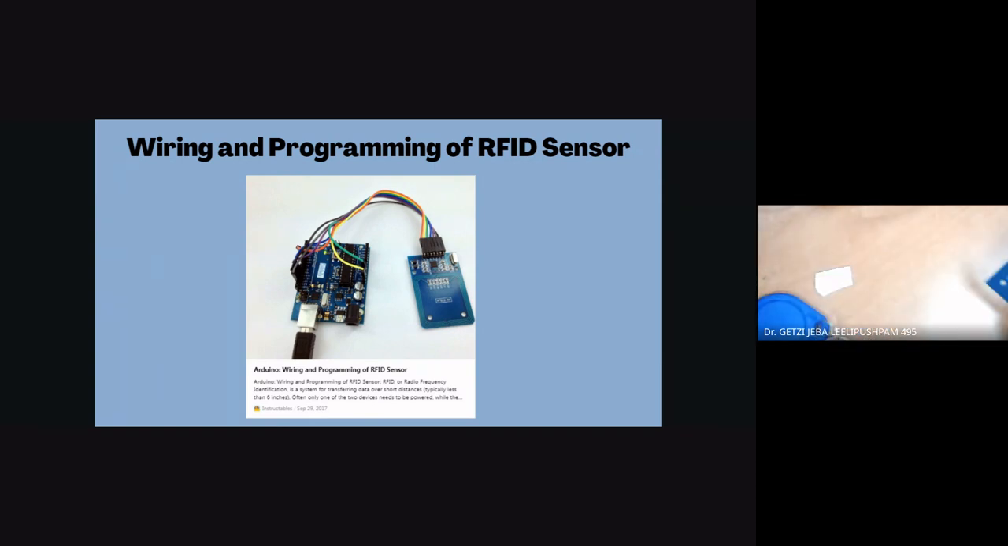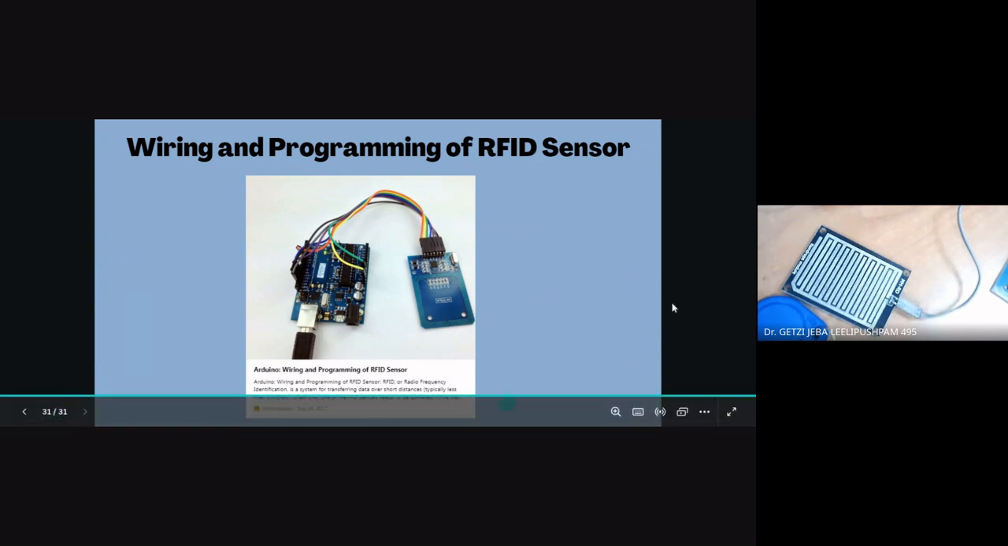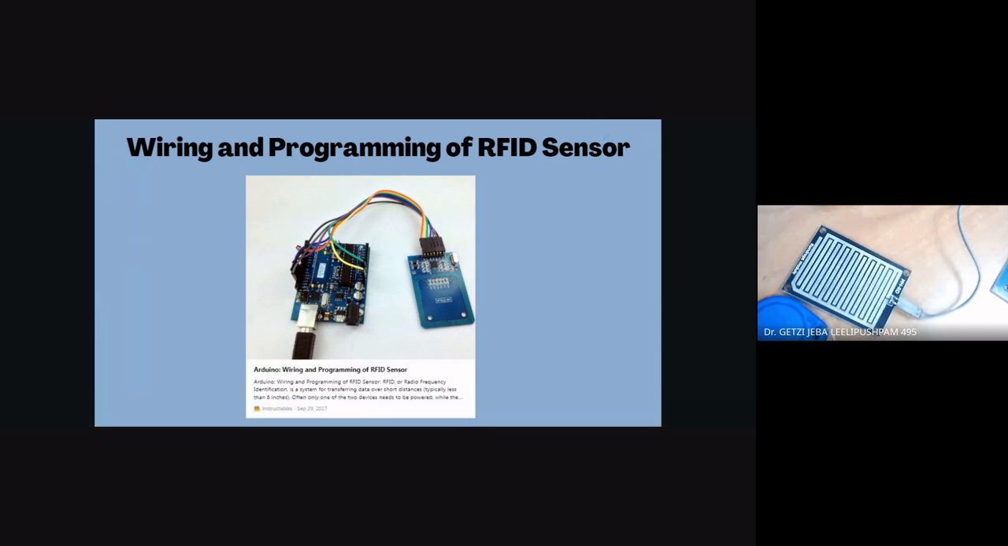And one more sensor is this rainfall detection sensor. Usually we have done the soil moisture sensor, but we have not done this rainfall detection sensor. So if you sprinkle some water on this, it senses the intensity of water and gives you the amount of rainfall that falls.